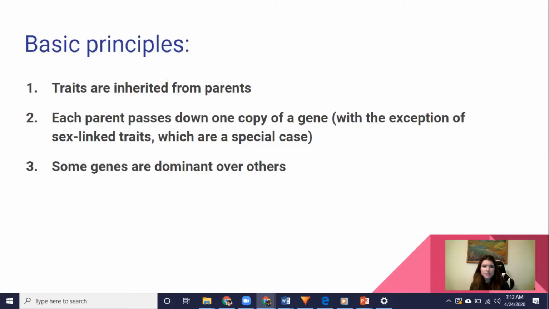And third, that some genes or some alleles, some versions of genes, are going to be dominant over others, meaning that when that gene or that allele is present, that version of a trait will be expressed.